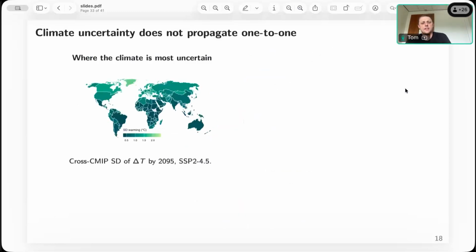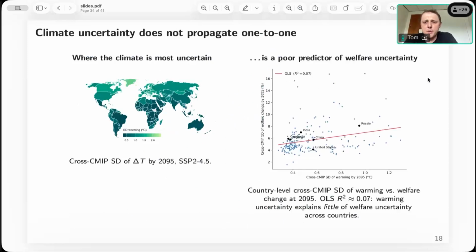So interestingly, and this is, I guess, why the economic structure is important, if you look at where the climate is most uncertain, that's generally the high latitudes where there's a lot of uncertainty about future warming. That is not where there is the most uncertainty about welfare that is caused by that climate uncertainty. And the reason is the economic model filters that risk, and it's places that are more vulnerable that have more uncertainty, or are less able to trade and to migrate.